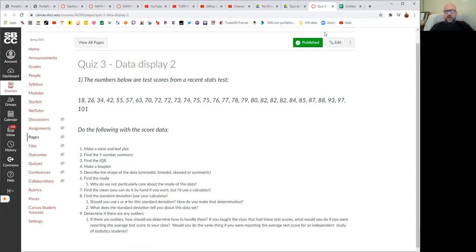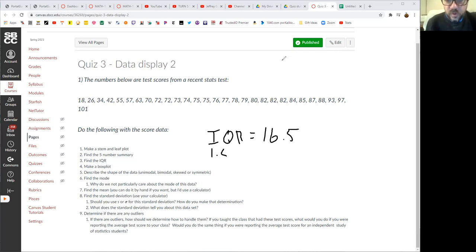And then we're going to determine if there are any outliers. The way we find outliers is by doing the 1.5 times IQR method. So remember that we had, where am I at here? I want to annotate this, pardon me. We had our IQR, which was 16.5. And so 1.5 times 16.5.